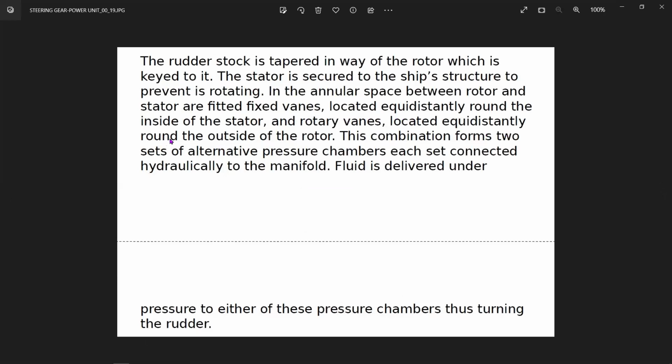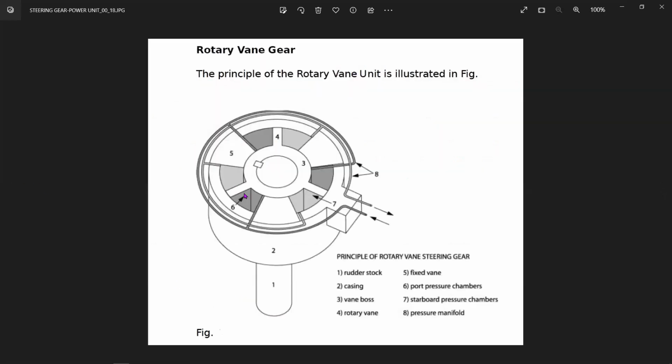Located equidistantly around the outside of the rotor are also equidistant rotary vanes. This combination forms 2 sets of alternative pressure chambers. Each is connected hydraulically to the manifold. Fluid is delivered under pressure to either of these pressure chambers, thus turning the rudder. That means it is turning either clockwise or anti-clockwise as required.